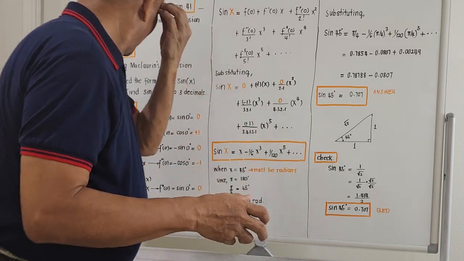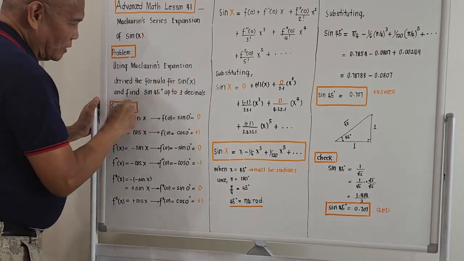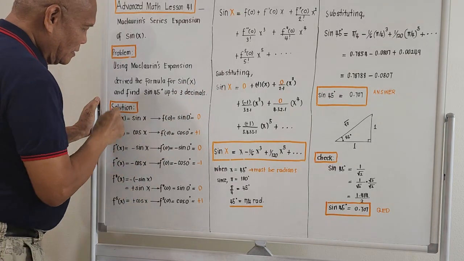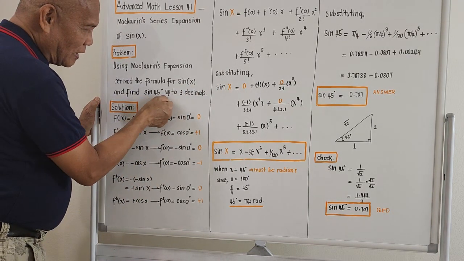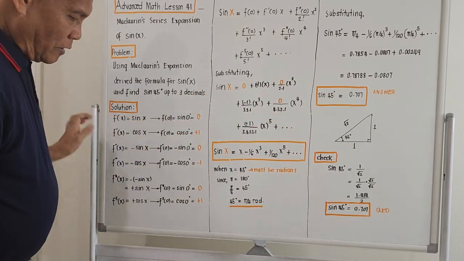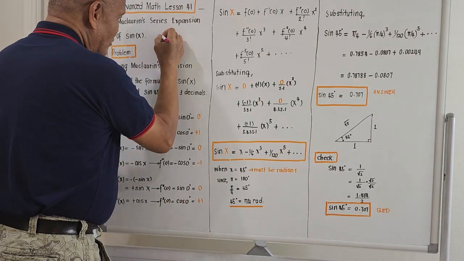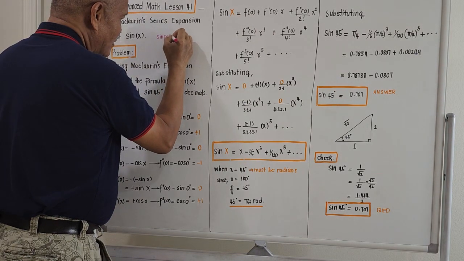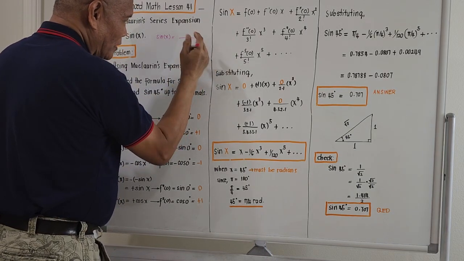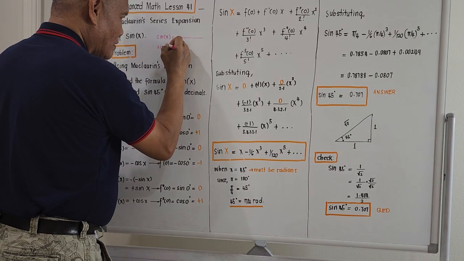Okay, let's proceed. The problem for this morning: using Maclaurin series expansion, derive the formula for sine of x. The function is sine of x. And find sine of 45 degrees up to 3 decimal places. So, meaning to say, the problem is asking for sine of x equal to, using Maclaurin series of expansion, and the problem is asking for sine of 45 degrees.